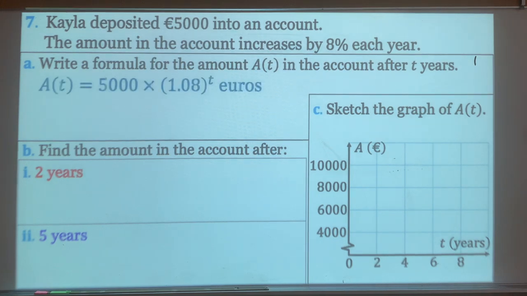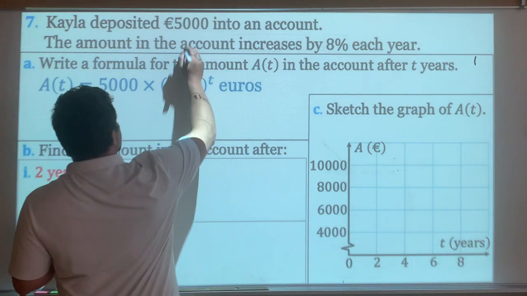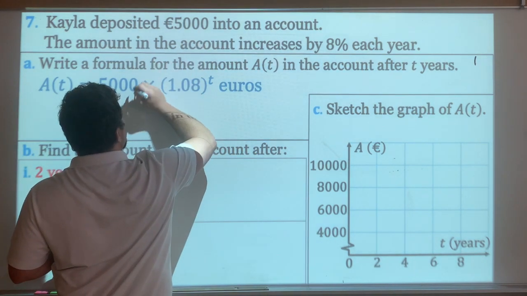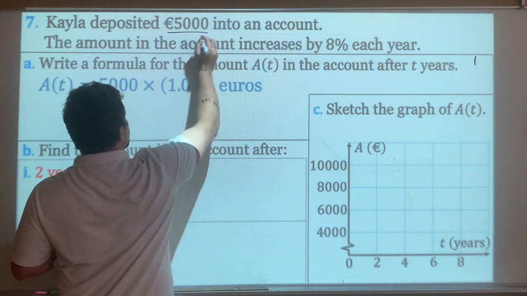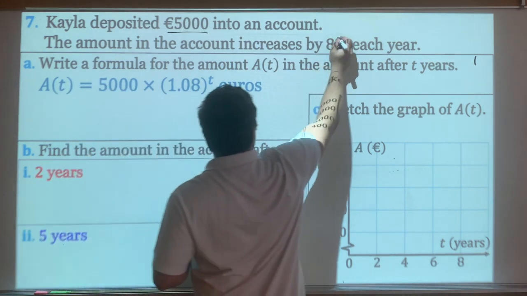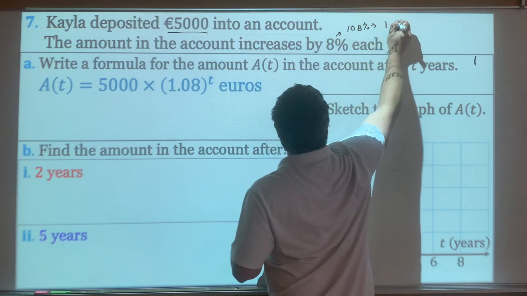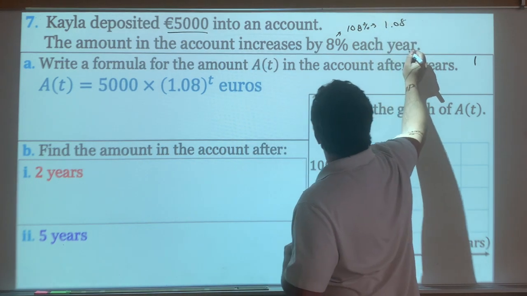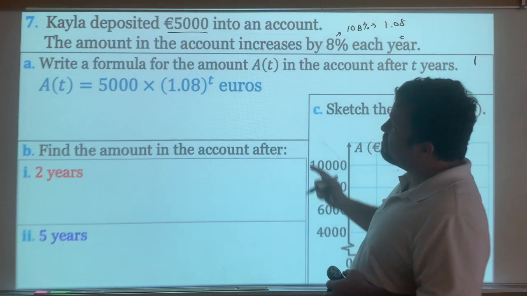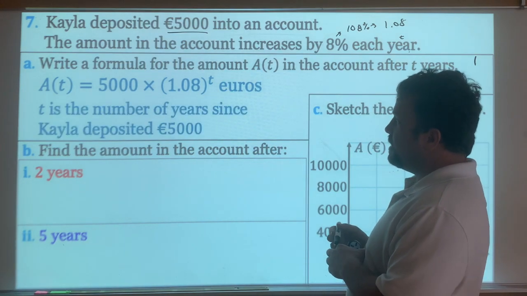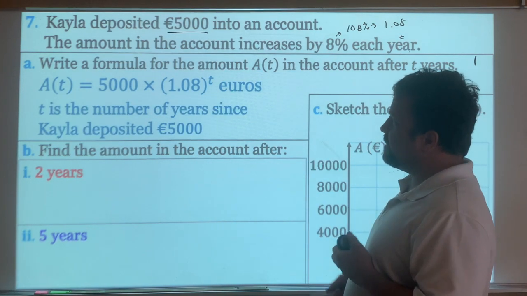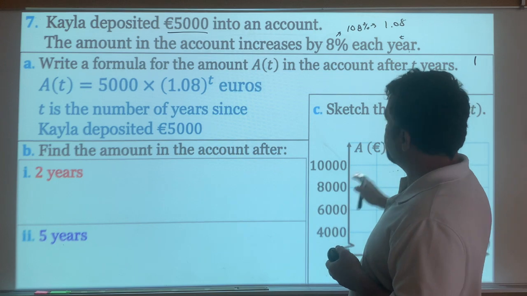All right, so what do we got? A of T equals your initial amount. So this is your initial. Increased by 8% is 108%, which is 1.08, and each year is your T. T is the number of years since Kayla deposited the 5,000 euros.